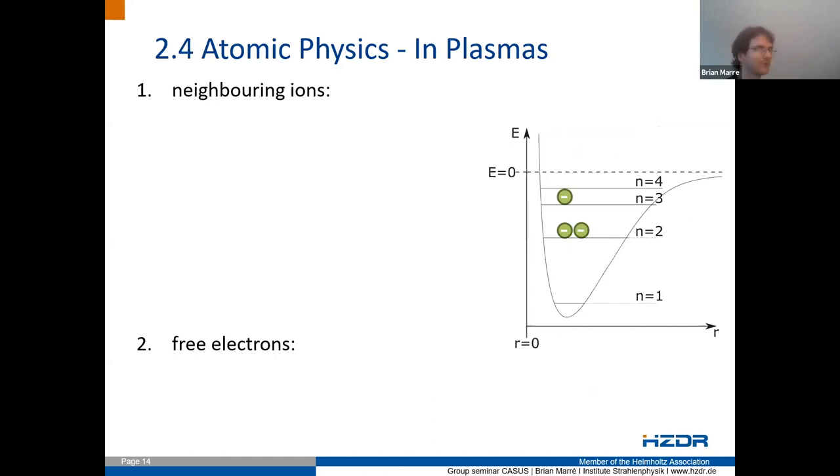Of course, first of all, we have quite a lot of neighboring ions. And secondly, we have also free electrons, which also interact with our atoms. So what does that actually change?